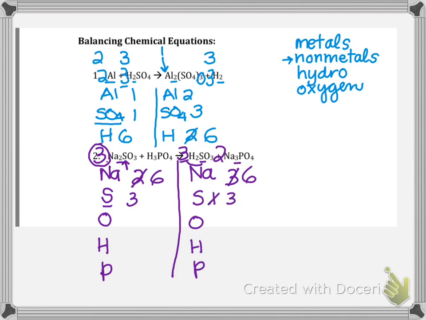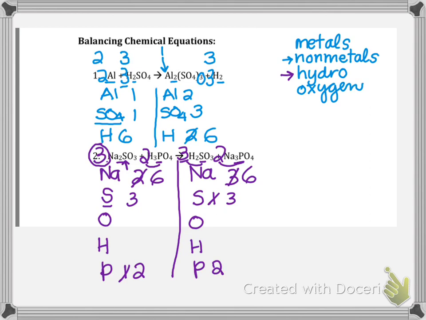Now I'm going to skip oxygen and hydrogen, go to the other nonmetal, phosphorus, and on this side I have 1. And on this side there's 1 in the formula, but there's a 2 on the outside, so I have 2. So I'd have to place a 2 in front of this formula, so it's 2 times that, which would be 2. Now I think I like to do hydrogens before oxygens, but it doesn't really matter.